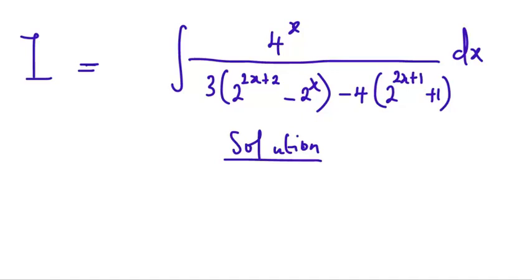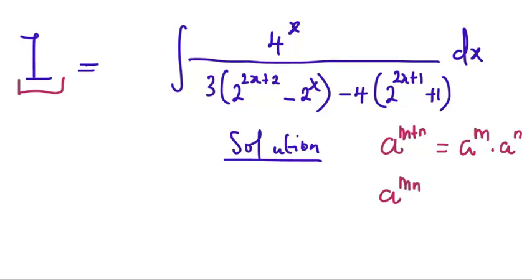Now before we proceed, remember our integral is equal to this I. Let us take note of the following laws of indices. We know that a^(m+n) is the same as a^m multiplied by a^n. And again, a^(mn) is the same as (a^m)^n. We're going to make use of these laws of indices right over here and also right over here.